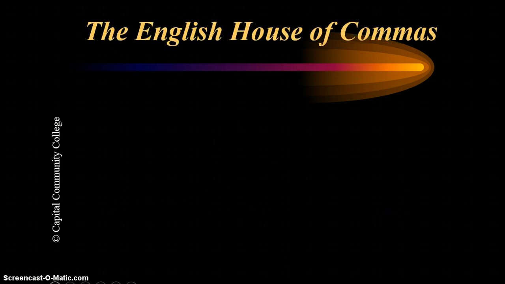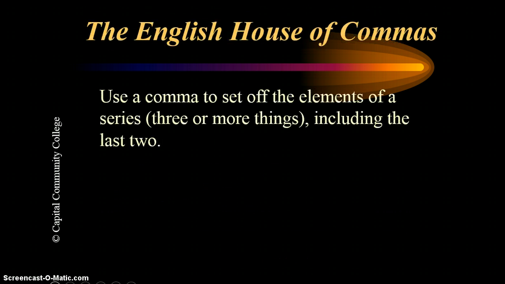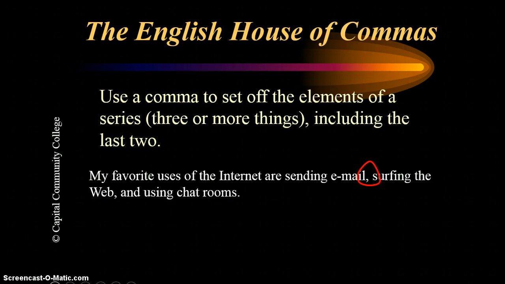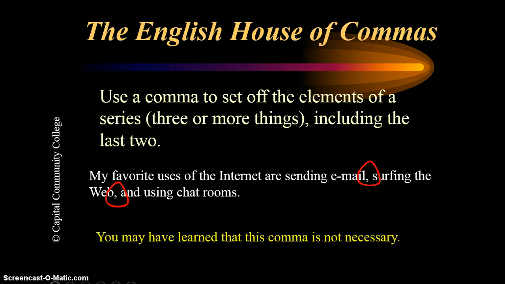So we have the first comma rule is that we will use a comma to set off elements of a series. If you have 3 or more things in a row, you want to put commas in between them, including the last 2. There's one there, and there's one there. Email, surfing the web, and using chat rooms. Now, that last comma, you might have learned it's not necessary, but you should use it.